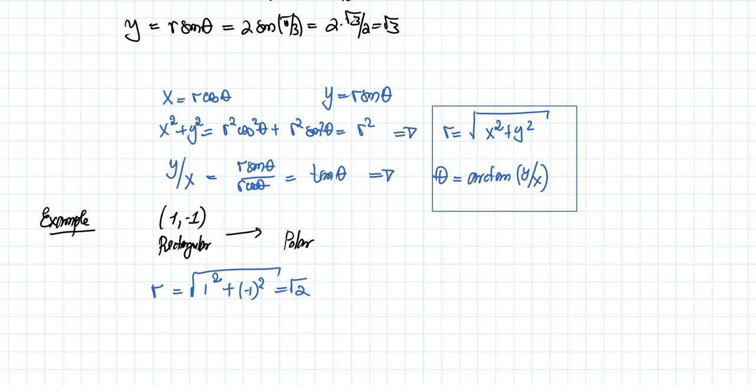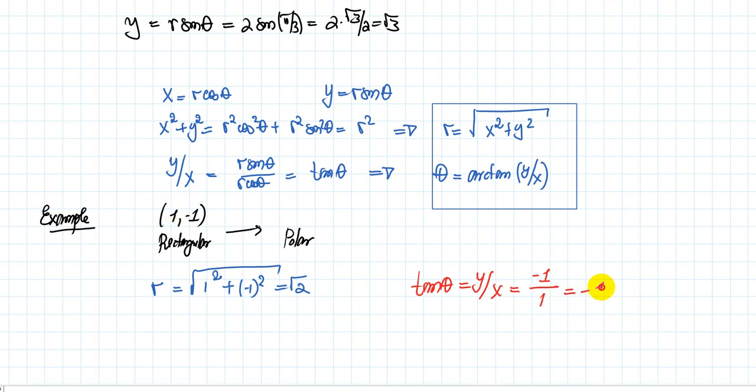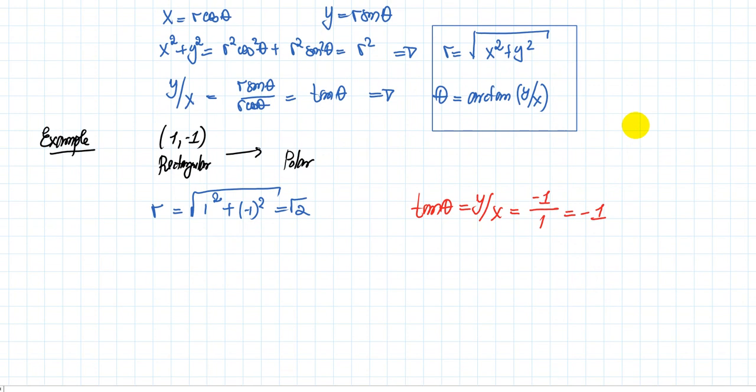How to find the second coordinate? So for the tangent of theta, I'm going to use the second equation, right? The tangent of theta is equal to the y coordinate divided by the x coordinate. What's the y coordinate here? Minus 1, right? And what's the x coordinate? 1, right? So the tangent of theta is equal to minus 1. So I need to find the arctangent, right? For which value of theta am I going to have minus 1? For example, when theta is equal to minus pi over 4, right?